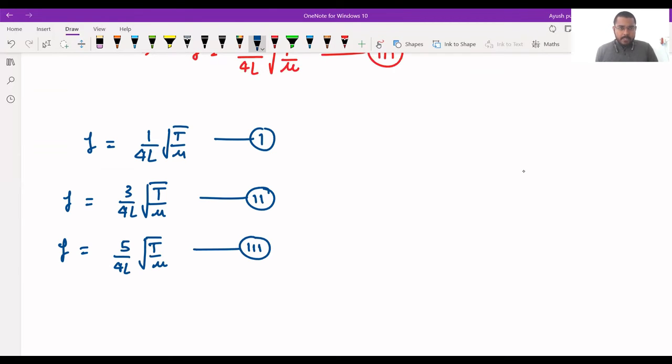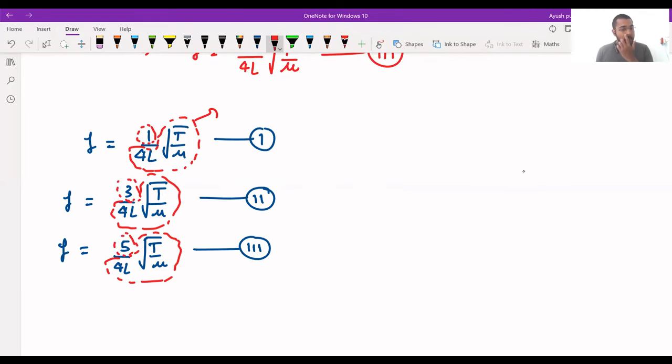Observe the pattern. This term in all three equations is same. What is changing? In the numerator, in the first equation 1 is present, in the second equation 3 is present, in the third equation 5 is present. So in the first equation 1 is present, that's why I am calling this first harmonic.